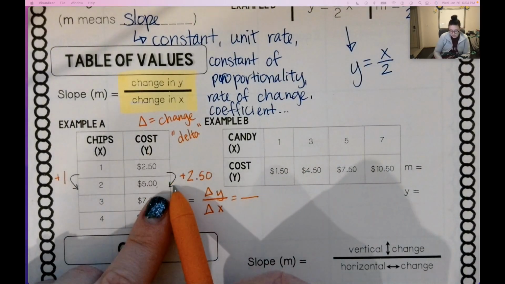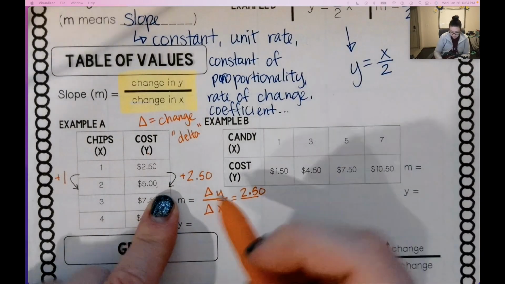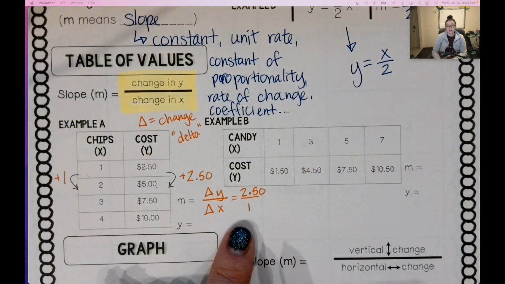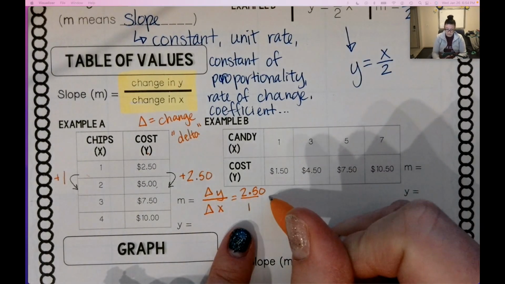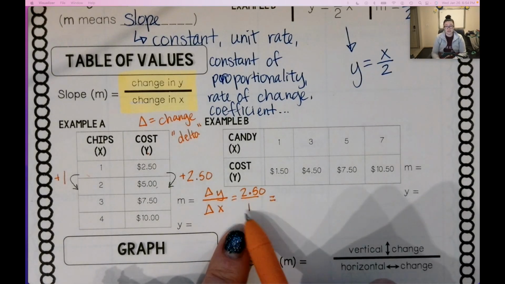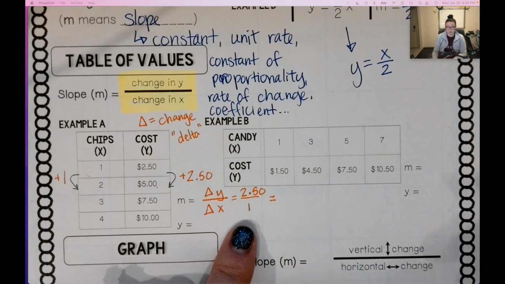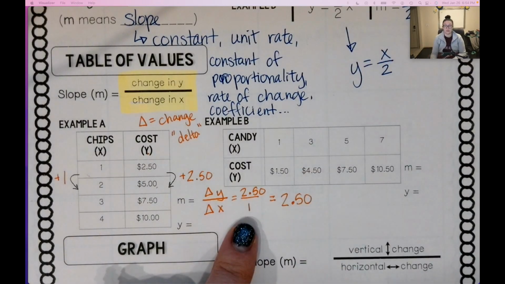Here, my y change was $2.50. My x change was 1. So the fraction I get is 2.50 over 1. Where things get a little tricky here is I want to simplify my fraction, if I can. In this situation, because my denominator is 1, my numerator is my number. My numerator becomes $2.50 for my slope.